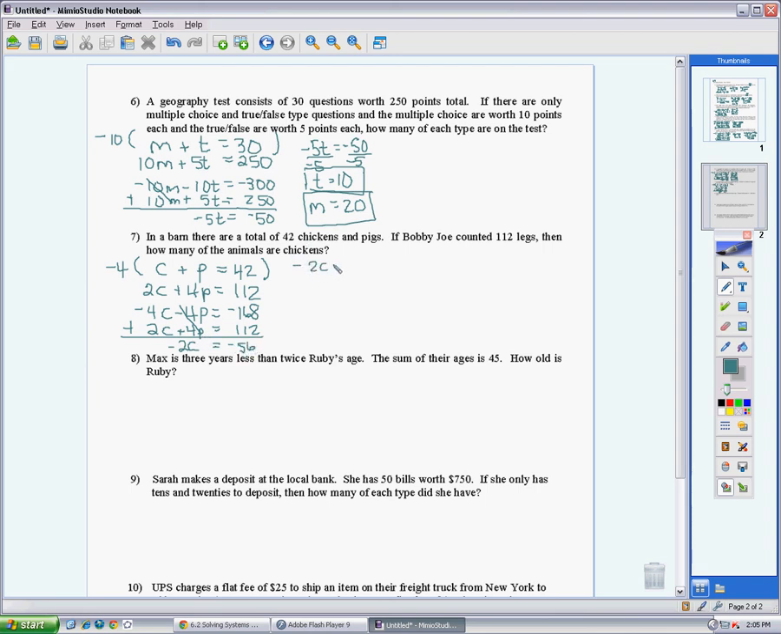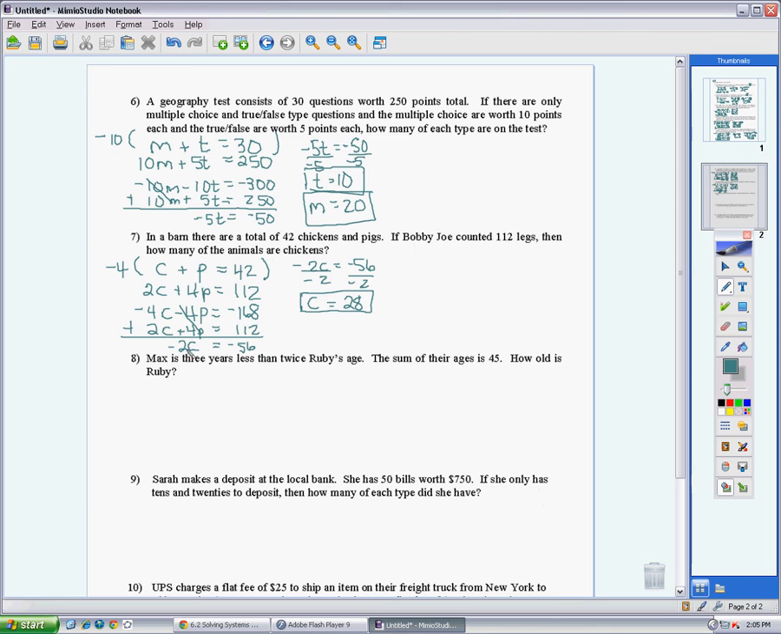And -2C equals -56. Got to divide by -2. And chickens. The number of chickens we have are 28. We have 28 chickens, and that's the only one they asked us to find.